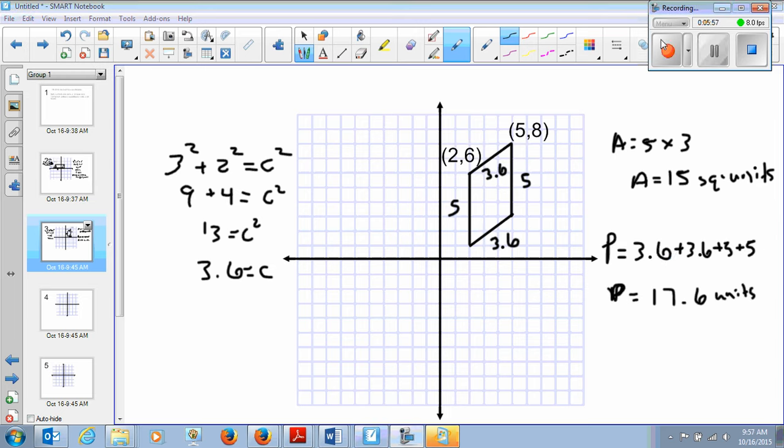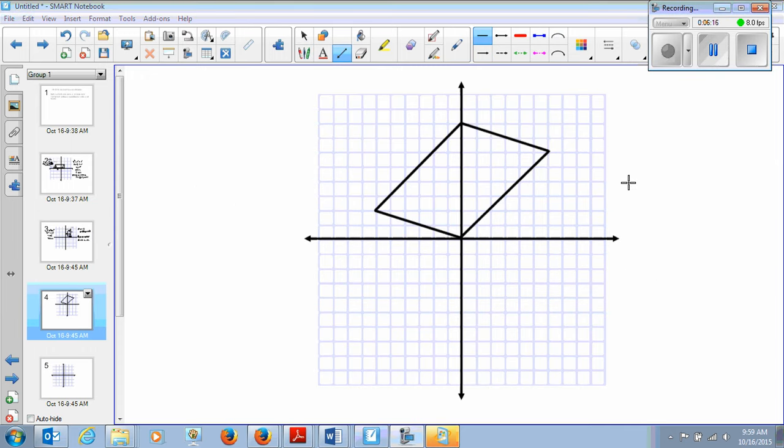And now we can find the perimeter. So I just went ahead and did the math. 3.6 plus 3.6 plus 5 plus 5 equals 17.6 units. That's going to be the perimeter of this shape. Remember, again, that height right there was 3, which enabled us to find the area.